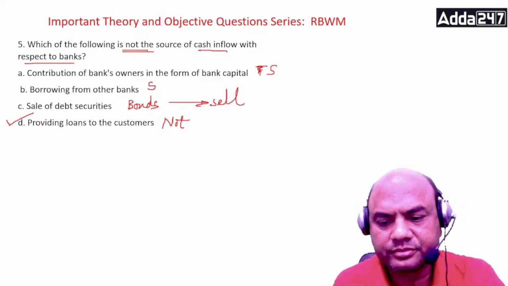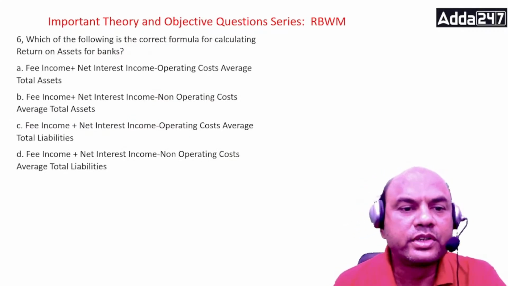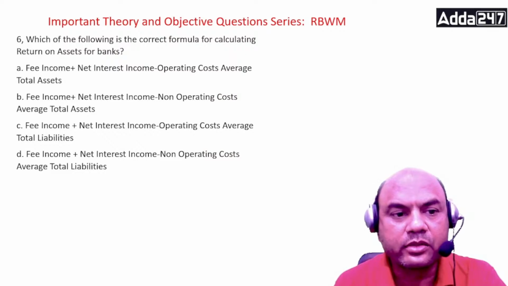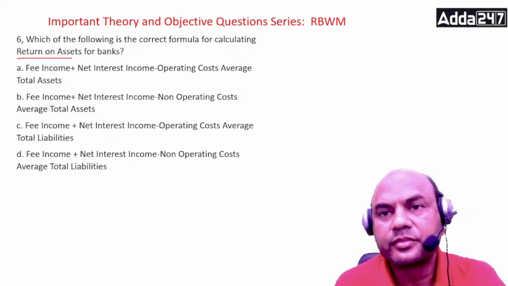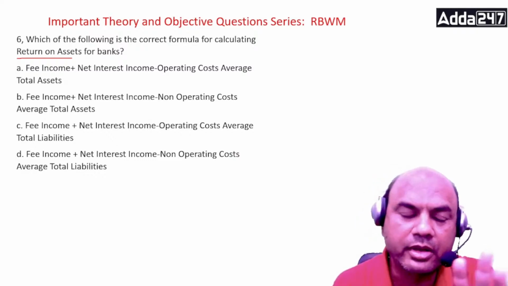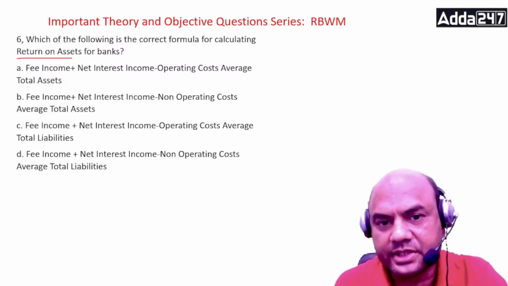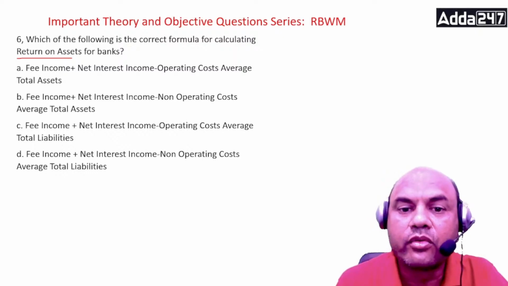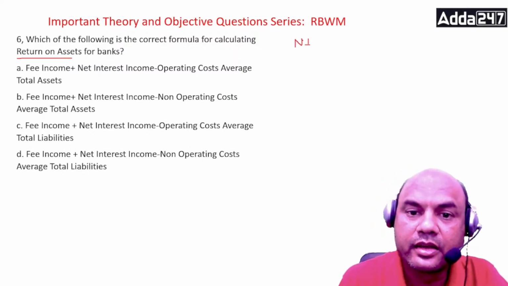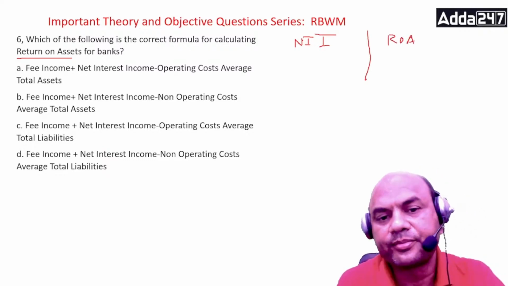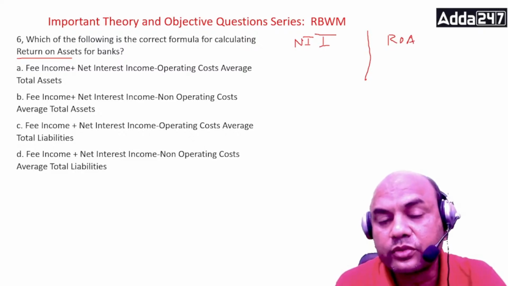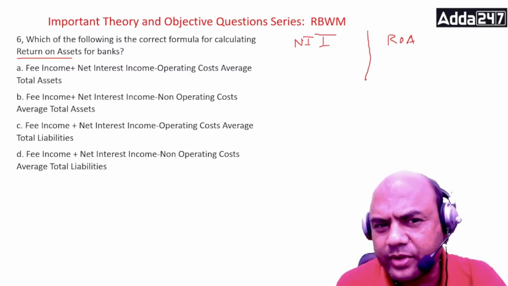Next. Which of the following is the correct formula for calculating return on assets for the banks? Here, ROA, return on assets. Now remember, two similar terms you will see. One is NII and the second is ROA, return on assets. These two will seem similar, just with slight differences.